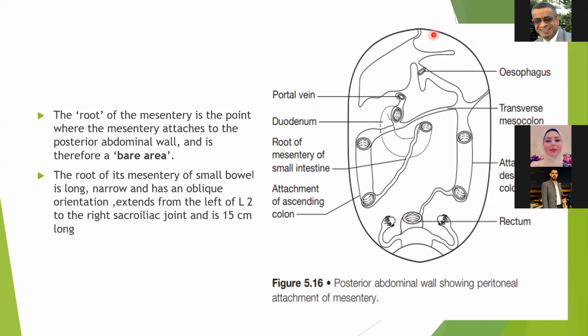This is a diagram of the posterior abdominal wall showing the posterior surface of the peritoneum. This is the bare area of the liver. We'll talk about it later. And this is the mesentery of the small bowel that has an oblique orientation extending from the level of L2 to the right sacroiliac joint and about 15 cm in length.